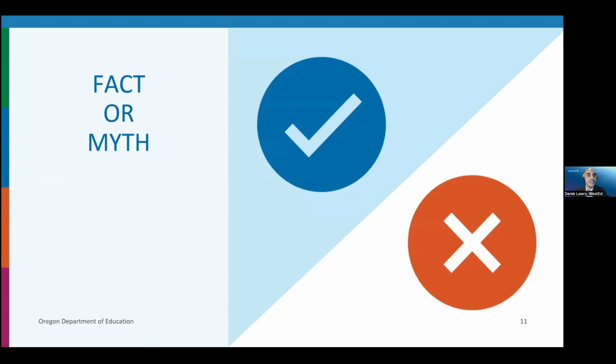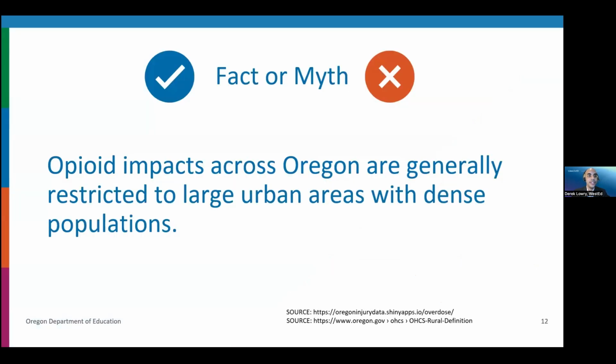So I'm also going to walk us through a quick icebreaker poll activity. This is a fact or myth activity. I'm going to read a statement and then we're going to poll you, and you can tell us whether you think the statement is a fact or a myth, and then we're going to share the answer with you. So the first statement: opioid impacts across Oregon are generally restricted to large urban areas with dense populations. Is this fact or myth?